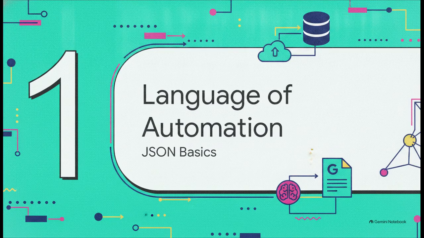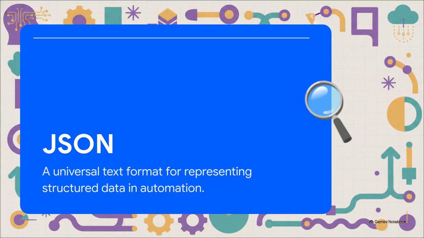Section 1. The language of automation. To make that jump from basic point-and-click tasks to actual advanced engineering, we first really need to master the universal language of the internet. Because think about it, no matter what tools you're connecting, whether it's OpenAI, Google Sheets, or some custom internal database, they all have to talk to each other in a standardized way. And that language, it's JSON.